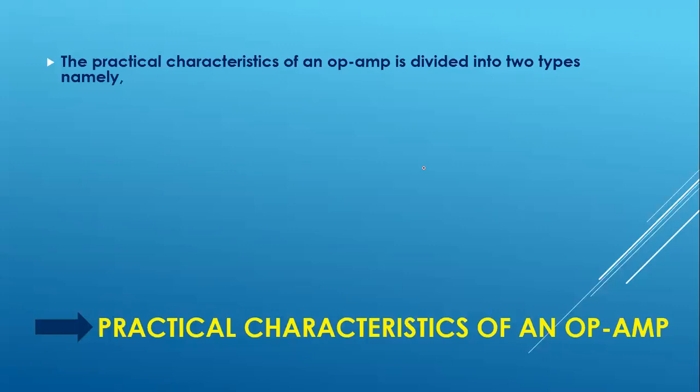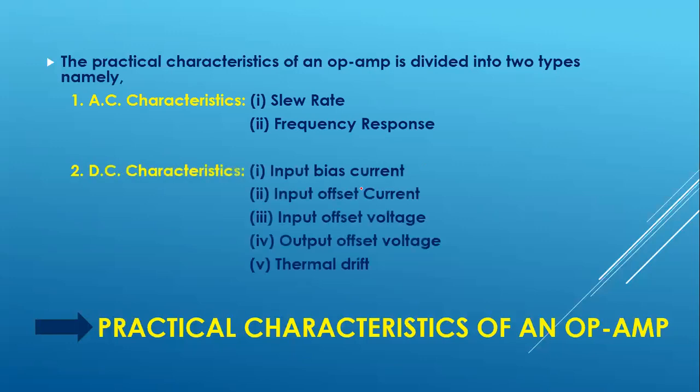As we have discussed already, the practical characteristics of an operational amplifier are mainly divided into two types, namely AC characteristics and DC characteristics. AC characteristics is further divided into slew rate and frequency response. These two topics we have covered in the previous videos, and now we are going to concentrate on DC characteristics of operational amplifier.